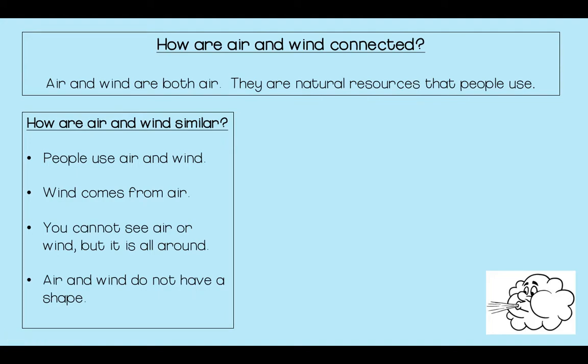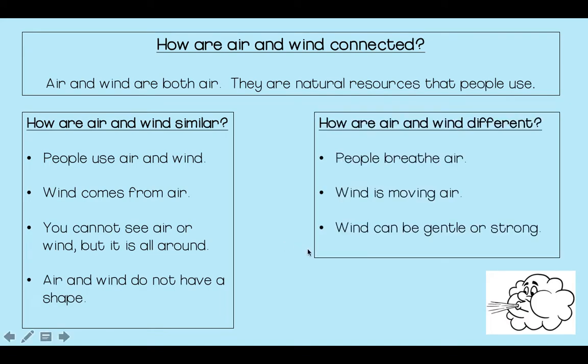What about some differences? Can you and your partner talk about some of the things that are different about air and wind? Go ahead and pause and talk about that for a second. Wind and air are different because people breathe air, and wind is moving air. Wind can be gentle or strong. So air isn't gentle or strong, air is just there. Air is not moving air, only wind is moving air. And people don't need wind to breathe, but they do need air to breathe.